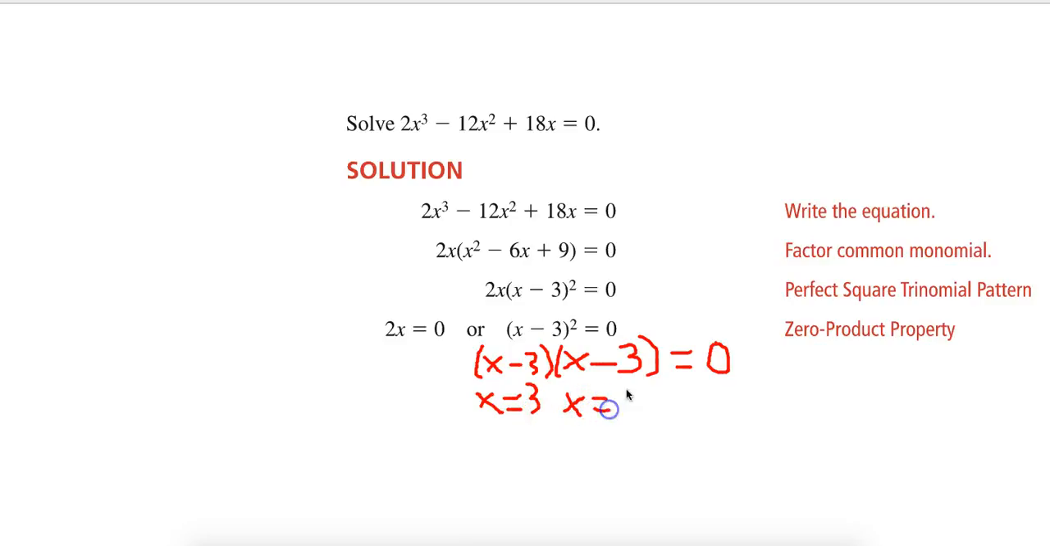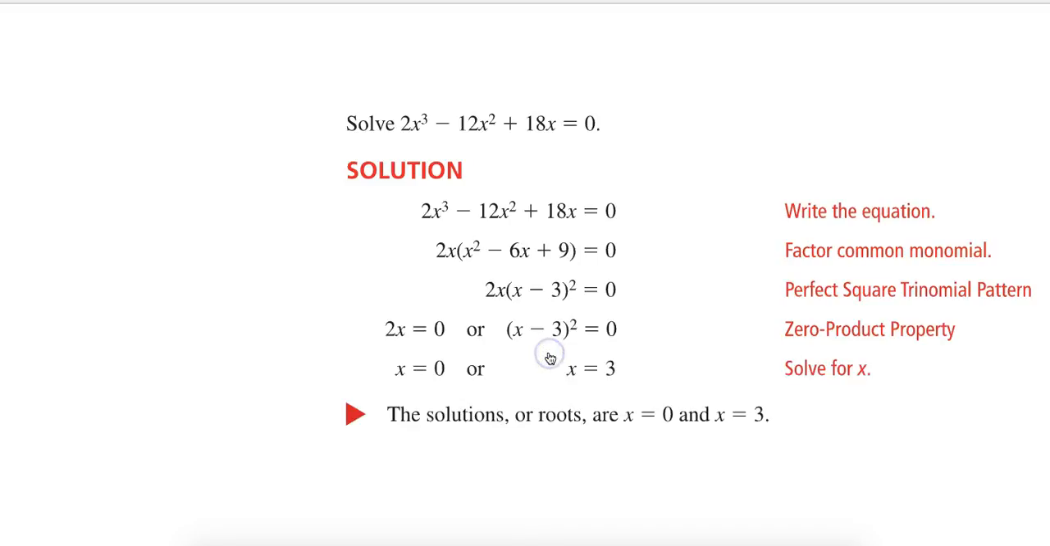This is what we call a repeated solution right here. Our solutions, again, are x equals 0, x equals 3, and x equals 3. So it's repeated twice. Now, normally, our solutions, or roots, are the x-intercepts of the graph. I'm going to show you something interesting that happens here when we have a repeated solution on a graph. So again, keep in mind that when we get x equals 3, this solution is actually a repeated solution.